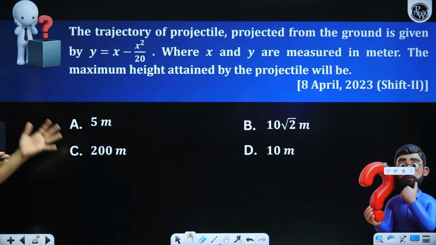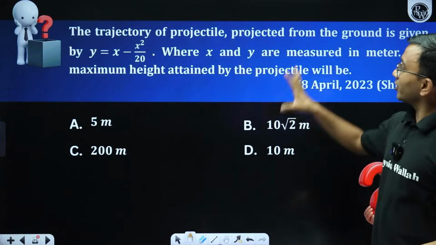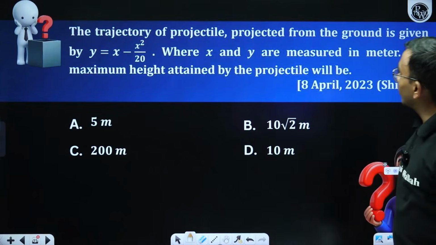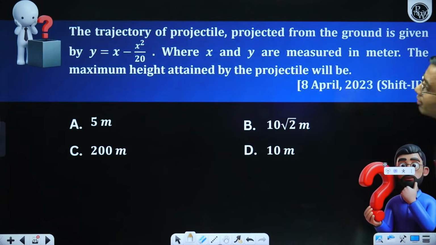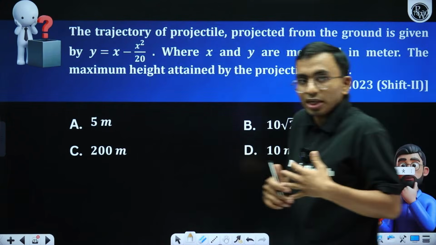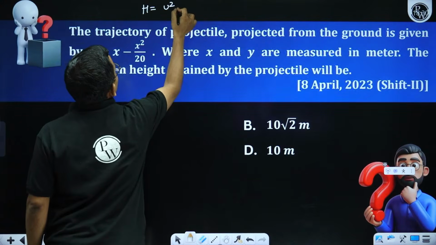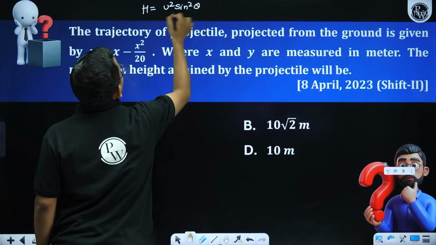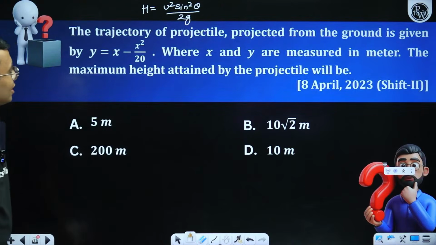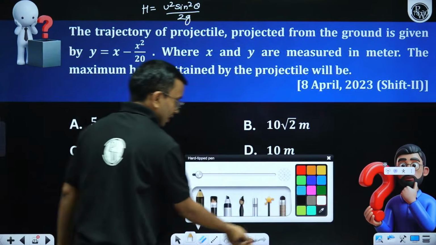Next, we are having some questions on equation of trajectory. Let us do it together. Trajectory of a particle projected from ground is given like this, xy relation. Then what is the maximum height attained by the projectile? I know the formula of maximum height. I can say my maximum height is equal to u square sin square theta by 2g. We know this. But I don't know u, I don't know sin theta. How can I solve it? Take help of the equation of trajectory.